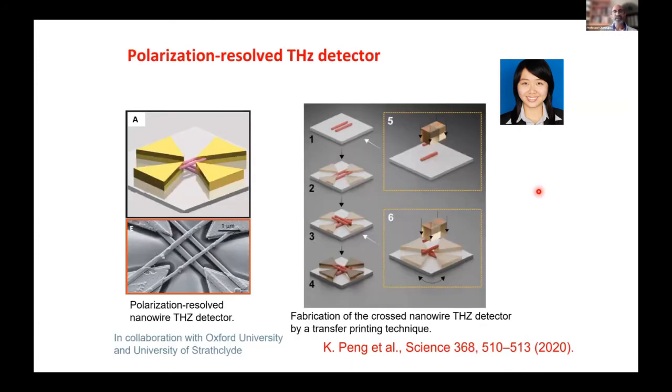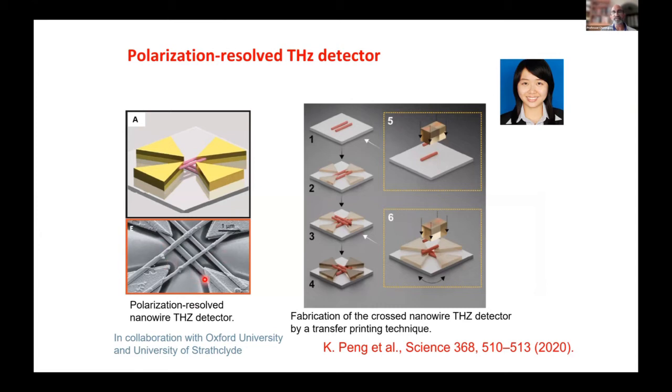So now, during her postdoc at Oxford, she has been using, instead of one set of nanowires, another detector at 90 degrees to the first one. The challenge has been to avoid contact between the top nanowires and the bottom nanowires. And again, after 3 years of hard work, working with my colleagues at ANU and Strathclyde, she was able to fabricate these devices without any contact from the top nanowires.